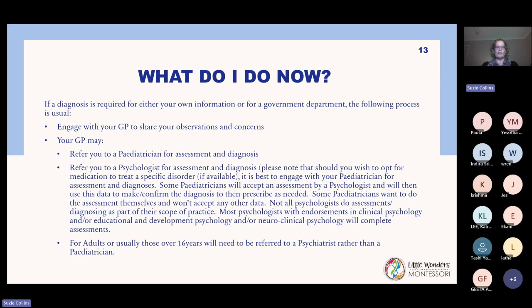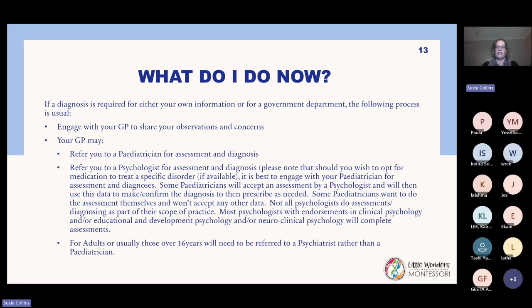Whether you want a diagnosis for your own information, or whether it's needed for a government department, the process is generally pretty much the same. The first step would be for a parent to engage with their GP and share what their observations and concerns are around their child's development.